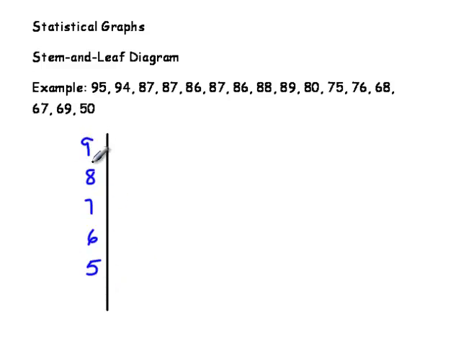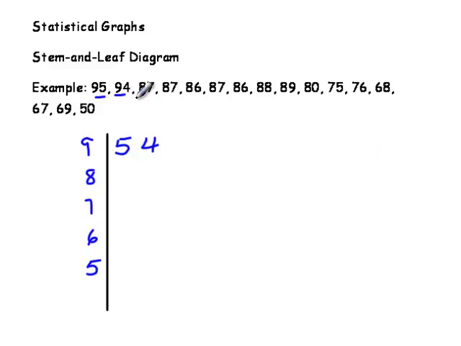Students like to know if they've done well. So here we have our 95 and our 94. In the stem and leaf diagram, the 90 part would be represented as the stem and the 5 as one of the leaves. 95. Then we'd have 94. We see both of the test scores for 95 and 94.